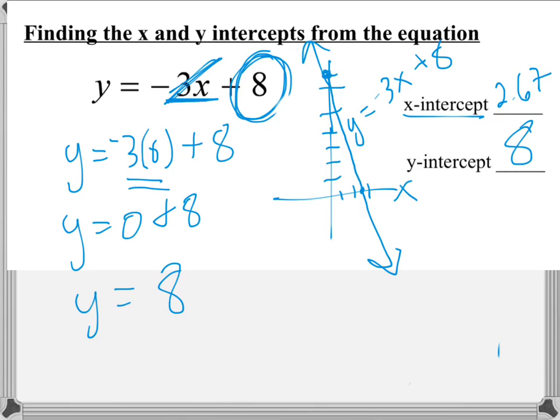And notice there are some things that you can visually check. Well, the slope is negative, which makes sense because this line is decreasing. It's fairly steep, and that makes sense because for every 3 you go down vertically, you go across 1 horizontally. That's what that slope means, negative 3.